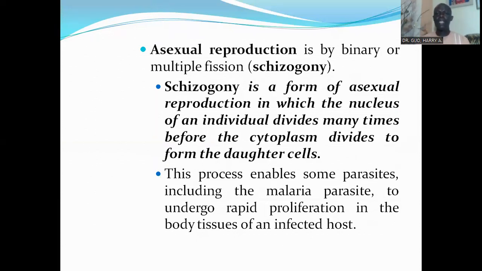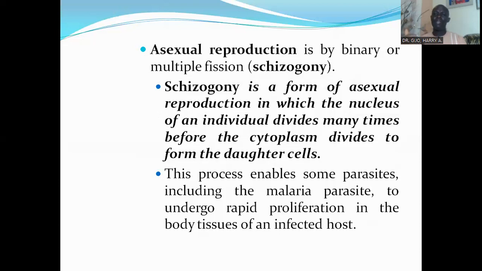Schizogamy is a form of asexual reproduction in which the nucleus of an individual divides many times before the cytoplasm divides to form the daughter cells. The nucleus divides many times, instead of, as in the mitosis and meiosis of other organisms.